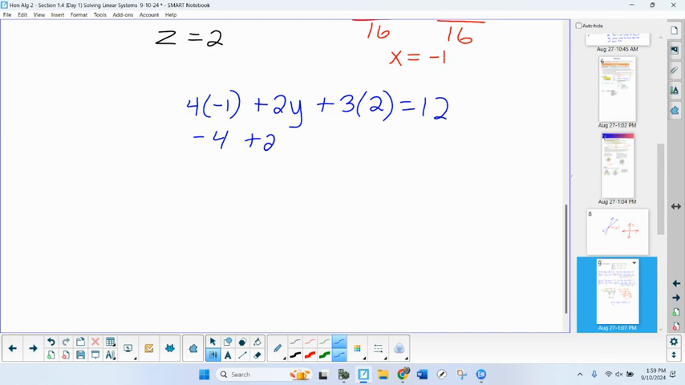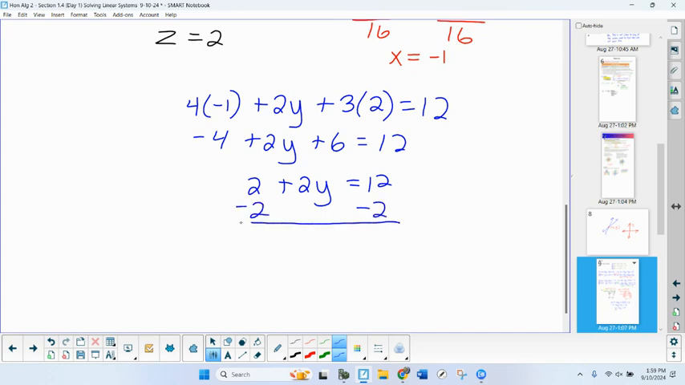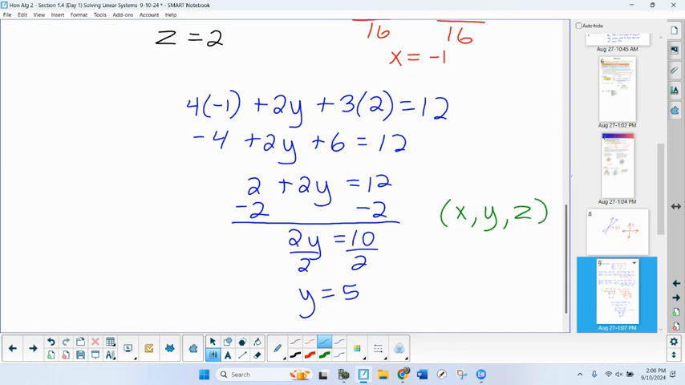-4. What's 3 times 2? 6. Combine your like terms over here. What do you get? +2. What are you going to do now? Subtract 2. 2y equals 10. Keep going. And divide by 2, so y equals 5. So we've got x, we've got y, we've got z. You will always write it as the point x, y, z. So we're going to write it as -1, 5, 2.